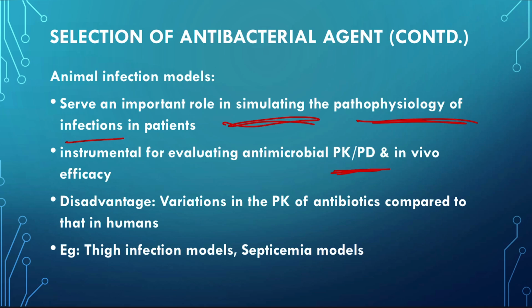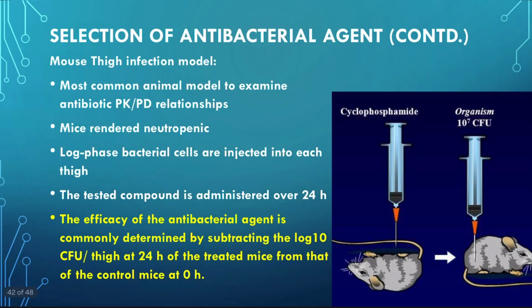Variations in pharmacokinetics are actually responsible for creating several differences between humans and the other animal models in which we are studying it. We have different types of animal infection models. Of these, the two most commonly used are thigh infection models and septicemia models. The next thing is the mouse thigh infection model.